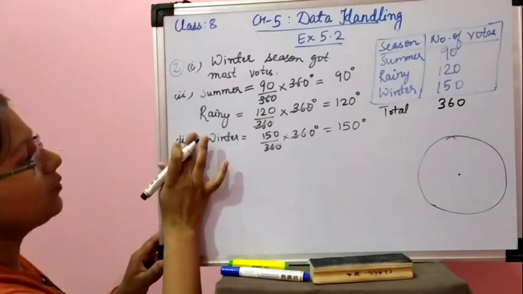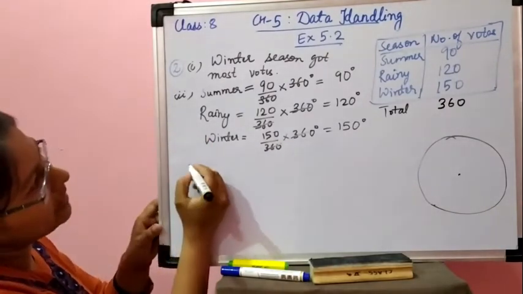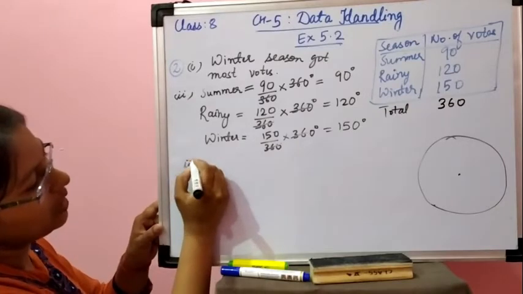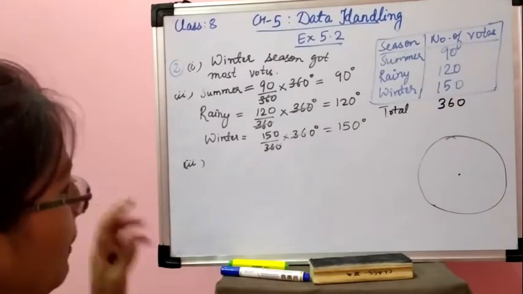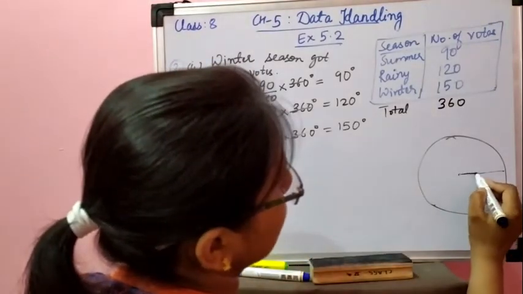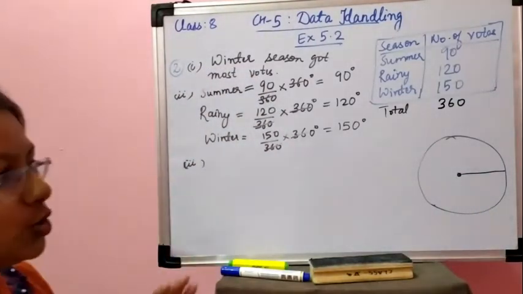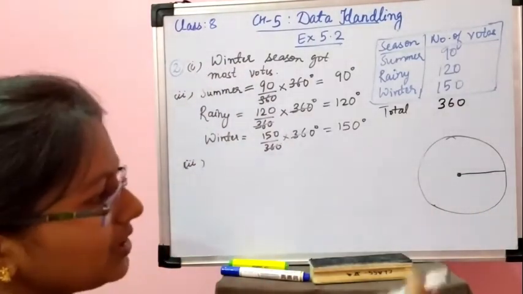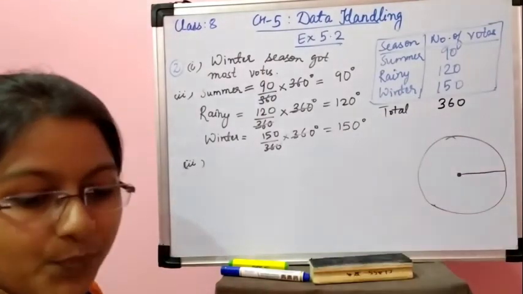Now what is the third part? The third part is to draw a pie chart to show the information. Everything we have calculated, we now only have to show in the pie chart. First of all I will draw a single line. This is the center, and I will draw this line to make a starting point. This is my initial line. From here I will start measuring all the angles.